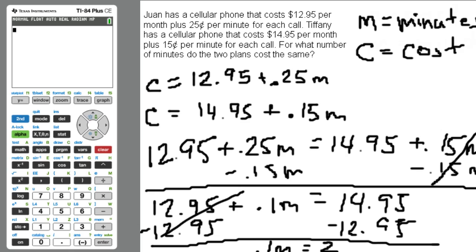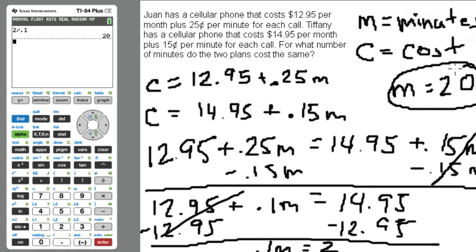And then, because we want to get M by itself, we want to divide both sides by 0.1. I don't trust myself to do the math there, so I'm going to work it out: 2 divided by 0.1, and then we get M equals 20. And that's our answer. So if they each talk for 20 minutes, then they're going to have the same cost.